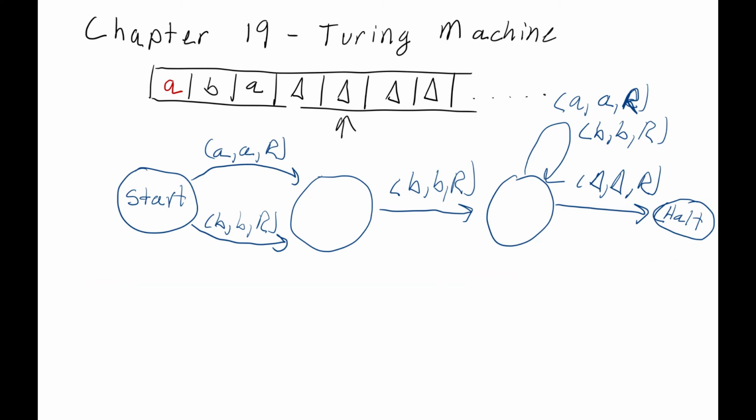Well, it accepts all words where the second letter is a B, because it doesn't matter what the first letter is, as long as it's an A or a B, then the second letter has to be a B. If it's an A, we're going to crash. And then it doesn't matter what the rest of the letters are, it's just going to keep reading until it hits the very first blank. And when it hits the first blank, it's going to move the tape head to the right and halt. So again, this is all words whose second letter is a B.